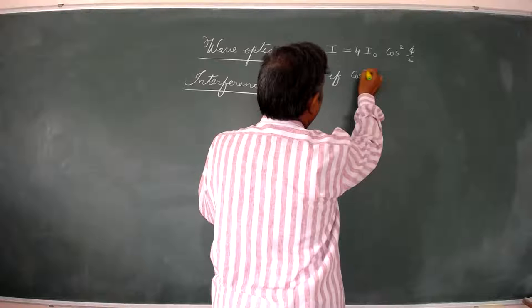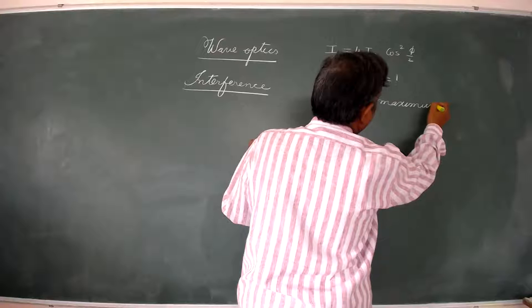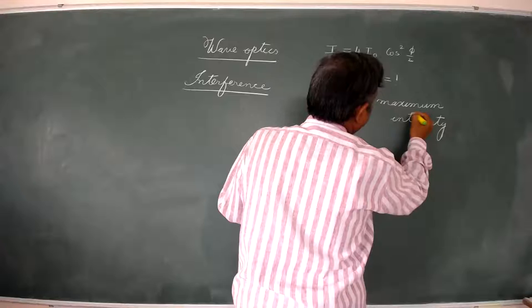So if cos square phi by 2 is equal to 1, then what happens? I is equal to 4 I naught. So this represents a maximum intensity in that interference pattern. And when does this happen?